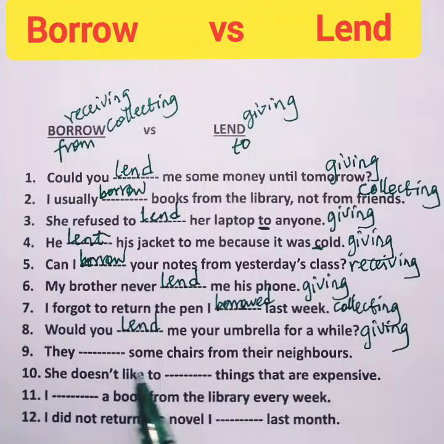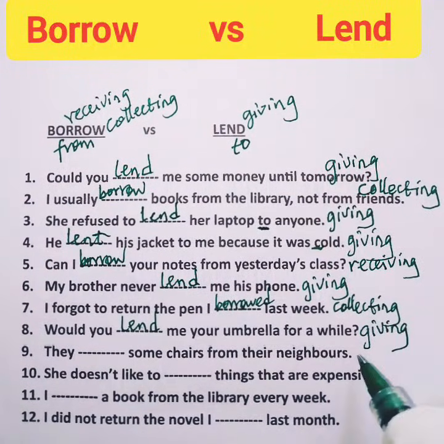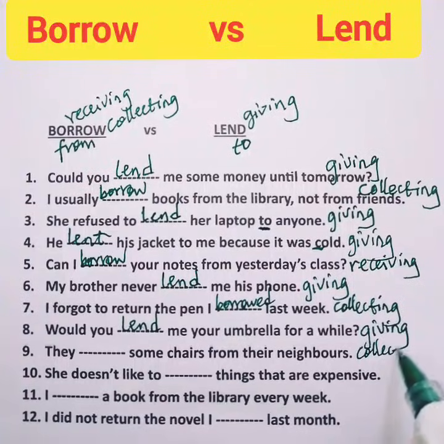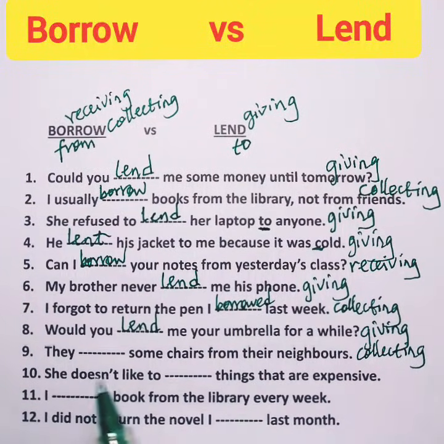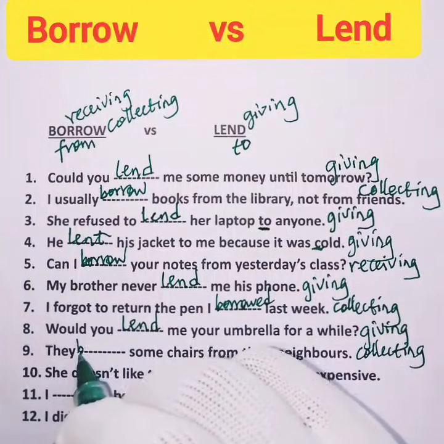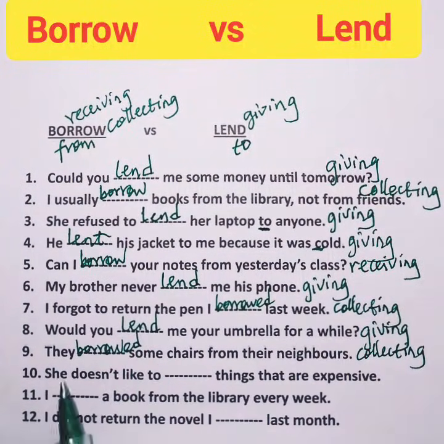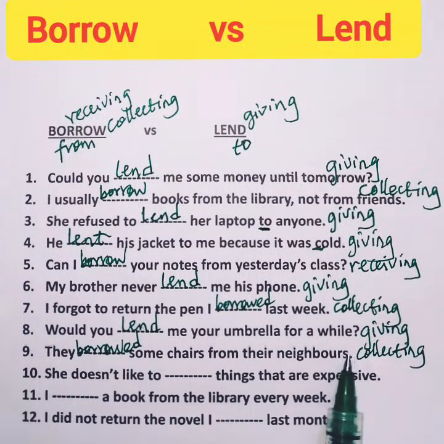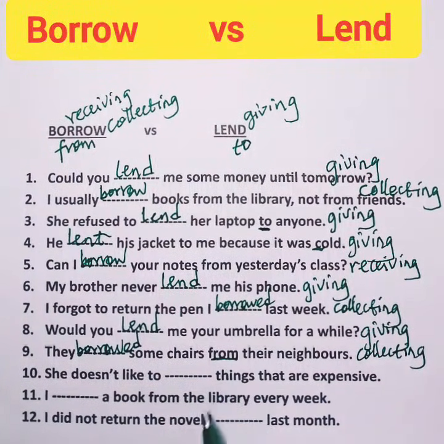9. They blank some chairs from their neighbors. The action involved is collecting or receiving. That means the word to be used is borrow, and the action happened in the past. So, borrowed. They borrowed some chairs from their neighbors. Also, look at this. We have from here.